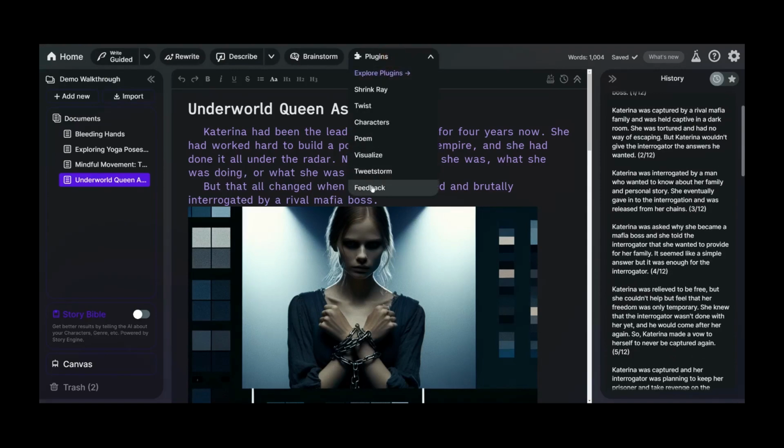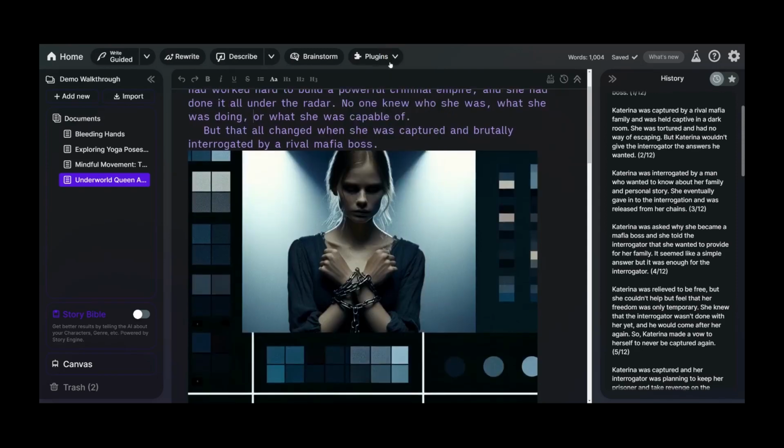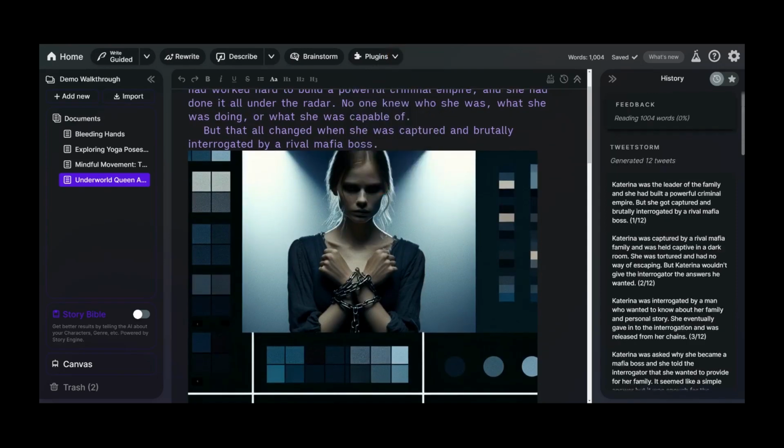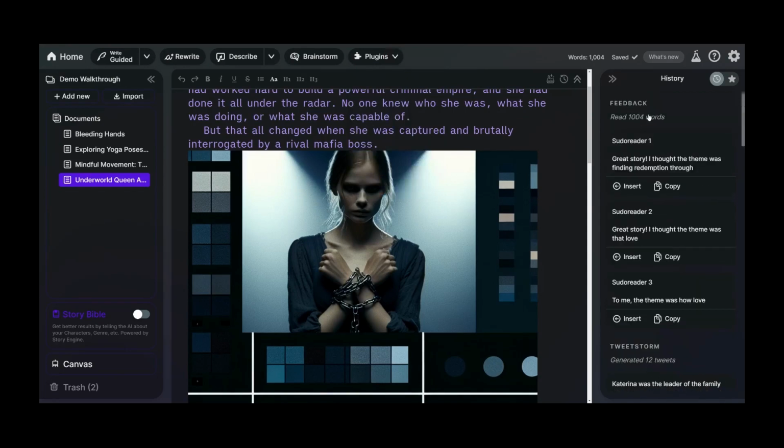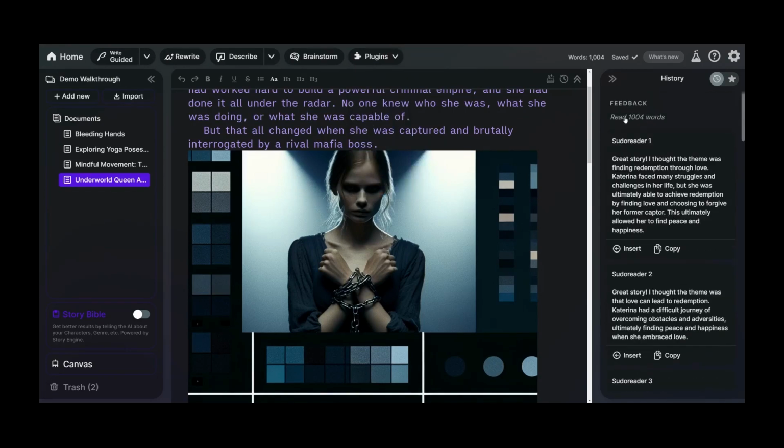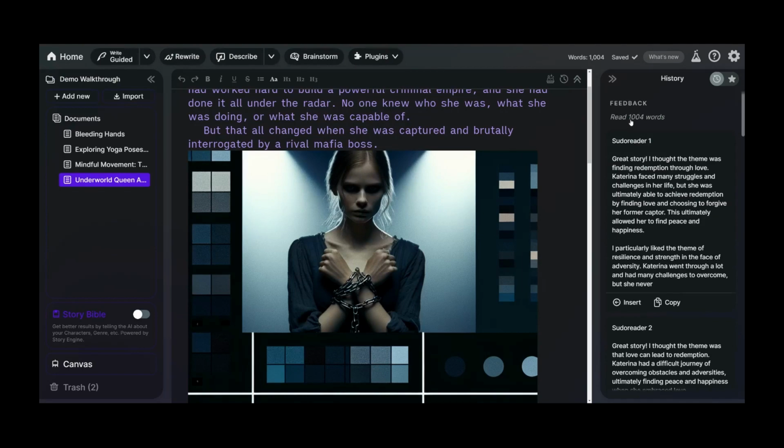Let's see what's left. We have feedback. I'm not going to click feedback. Well, yeah, sure. Why not? Let's do it. The feedback is basically just going to read everything here and give you feedback. So it's reading those, and the input, however many words it reads, that is what you get charged for. It's not going to charge you based on this output right here. It charges you based on the input.